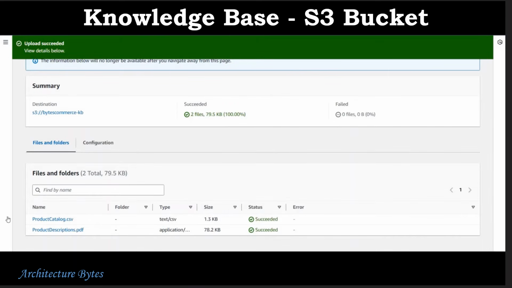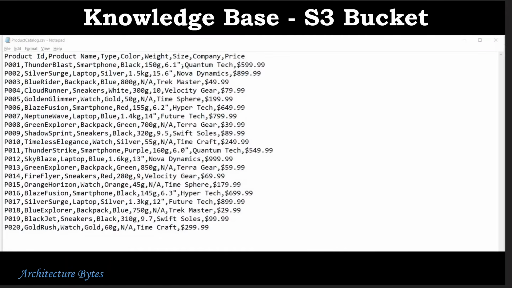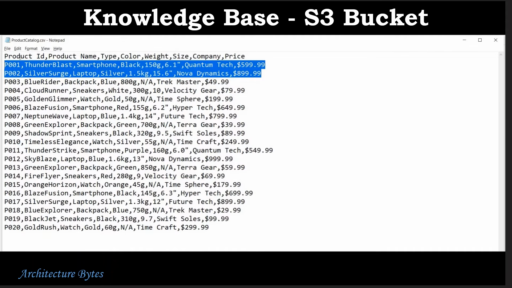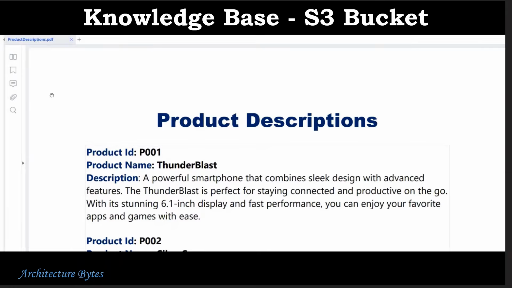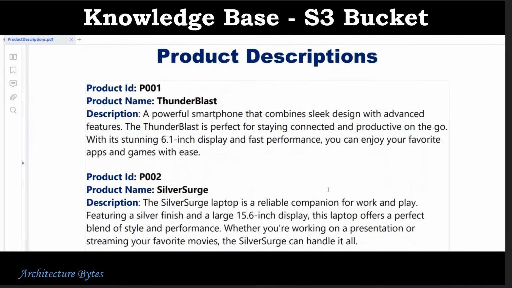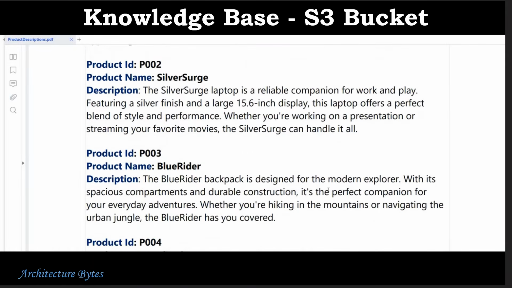Let's examine these files. Product catalog.csv has product ID, product name, type, color, weight, size, company, and price. And product descriptions.pdf has product ID, product name, and description.